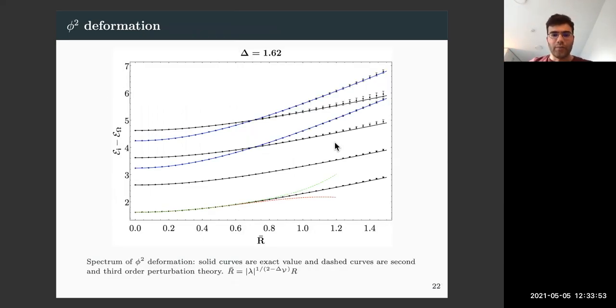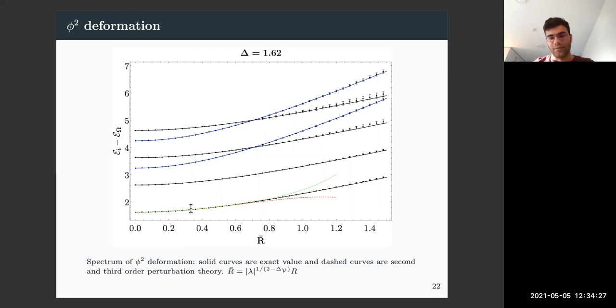Here is the spectrum. What we actually see is that there are 1 particle states. The first one, for the particular delta that I'm showing, is 1.62. So it's 1.62, 2.62, 3.62, the descendants on top. For example, the blue one is the 2 particle state and its descendants. The points are the Hamiltonian truncation data, and the dashed lines are perturbative calculations.